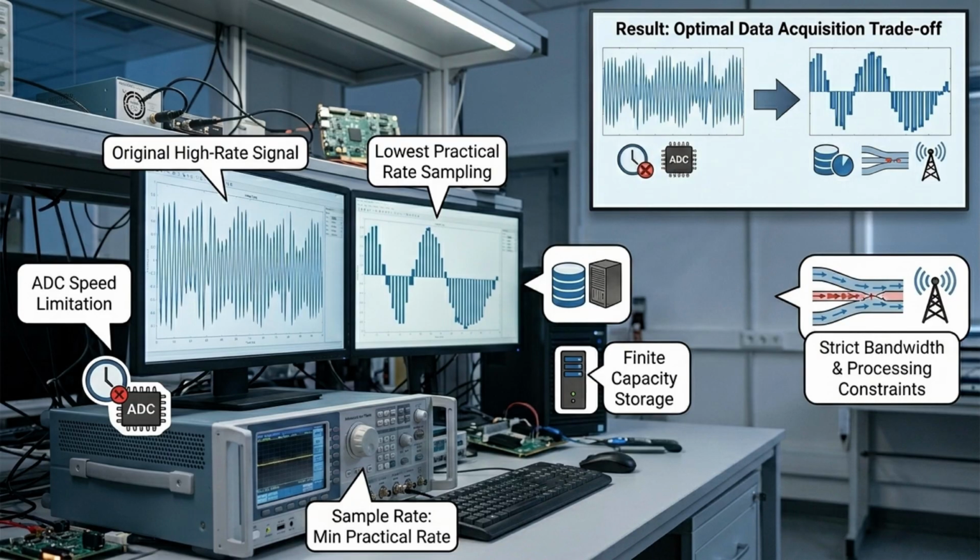However, engineers do not always have the luxury of sampling at arbitrarily high rates. Analog to digital converters have speed limitations, storage systems have finite capacity, and communication systems often operate under strict bandwidth and processing constraints. As a result, there is always pressure to use the lowest practical sampling rate.